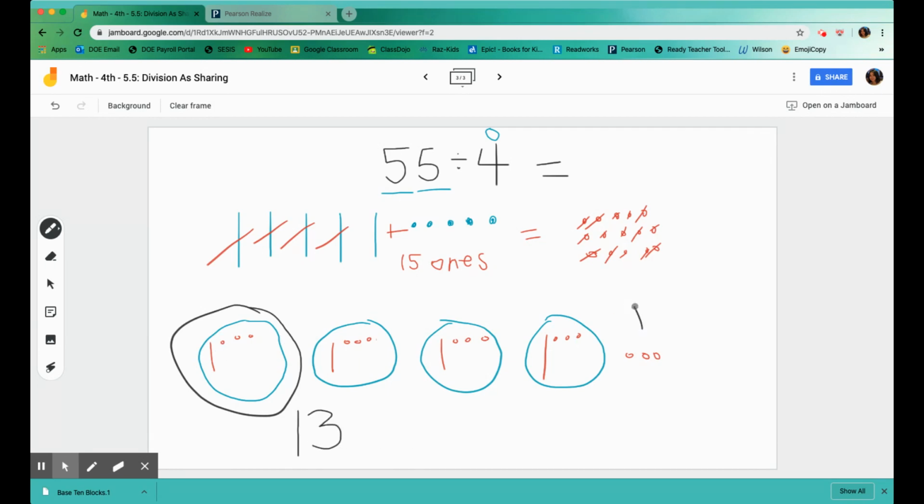But remember, important, I was not able to divide equally with this equation. I actually have a remainder. So remember, I need to write R, which shows you that there's a remainder, anything left over, and there are three left over. So again, I have 13 in each group. And then I have remainder three because I have three extra that I couldn't share among these equal groups.